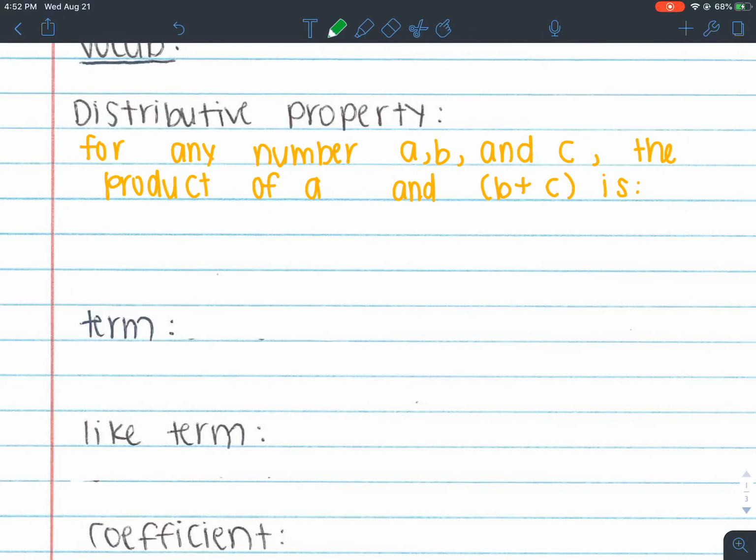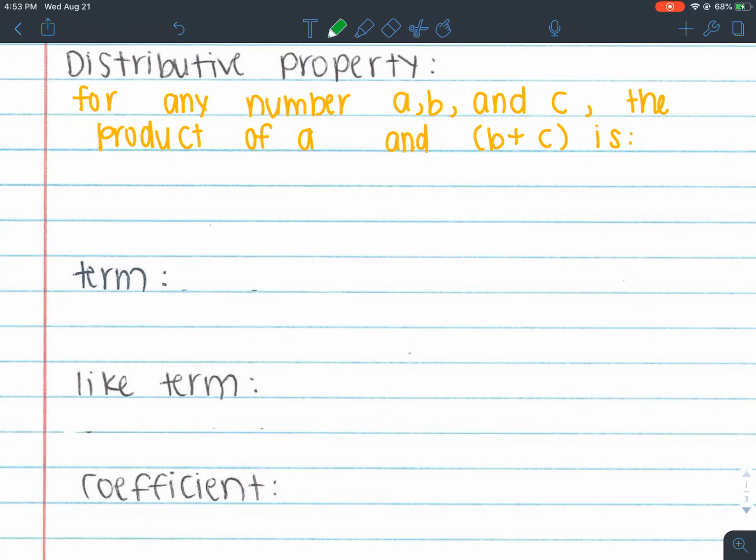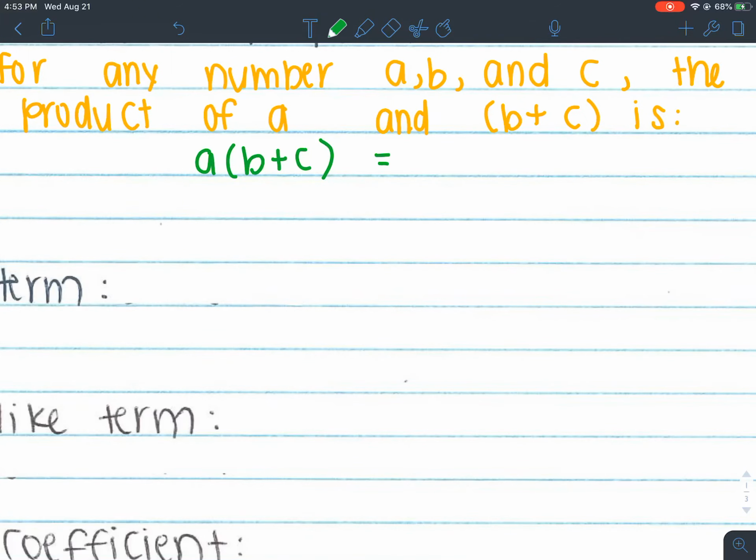But there's product in that definition, so there's something being multiplied, right? So the distributive property is the operation of multiplication. Distributing is multiplying, always. You're always going to be multiplying if you're distributing. So, for example, if I have A times B plus C, I'm going to do A times B, and I have AB, and then A times C as well, which is AC. So that's what it means by the product.